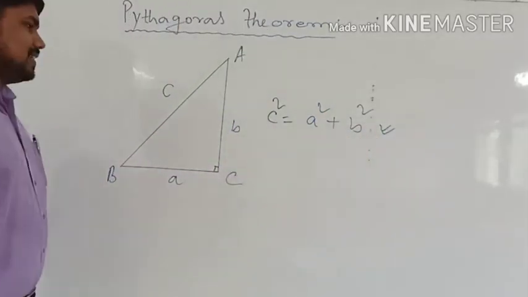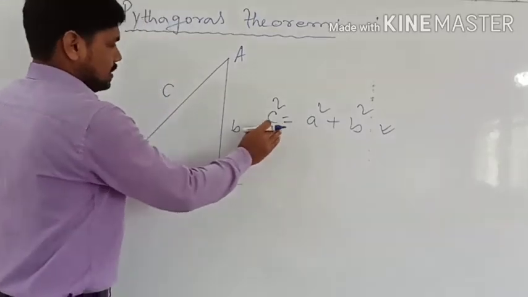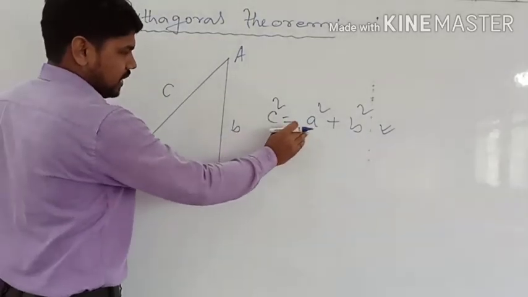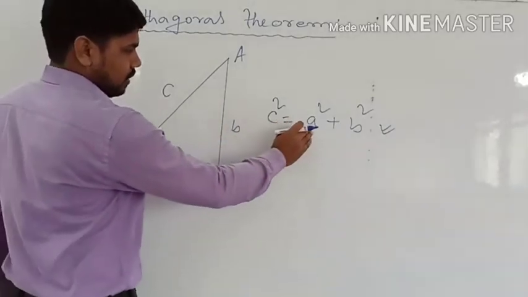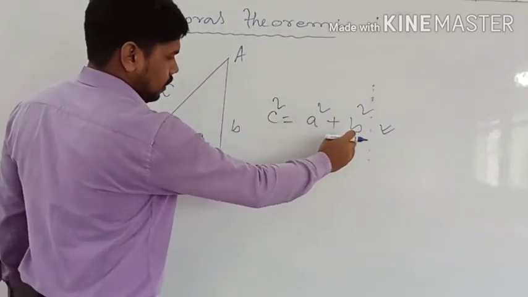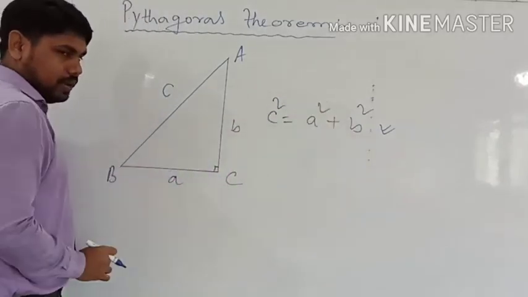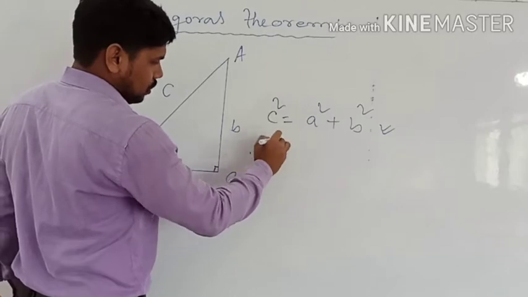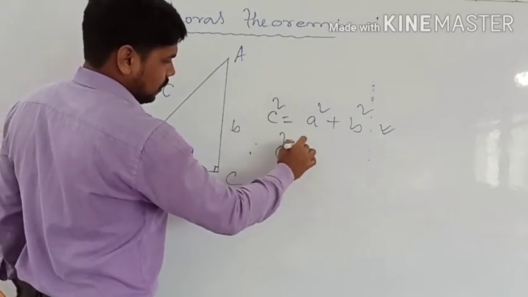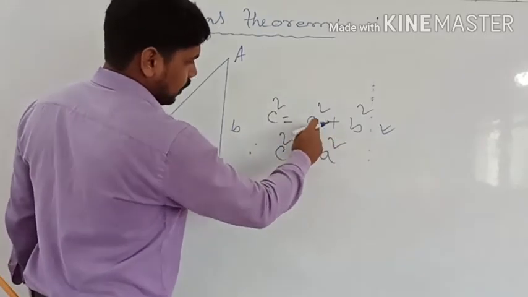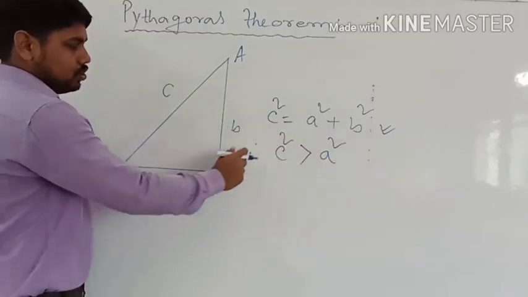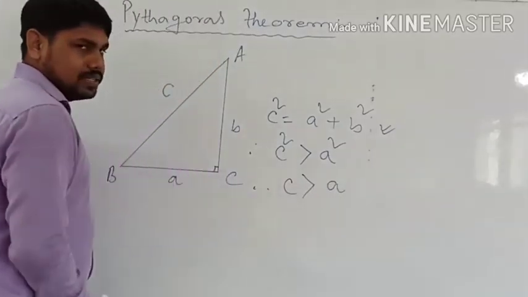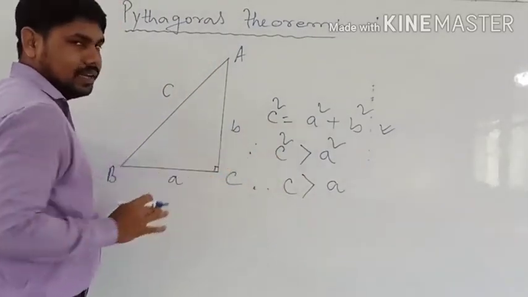From this equation, can you tell me, c square will always be greater than a square, because whatever the value of a square is, when you add b square, then it becomes equal to c square. Therefore c square will always be greater than a square, so we can say c will always be greater than a. The value of c will always be greater than a.